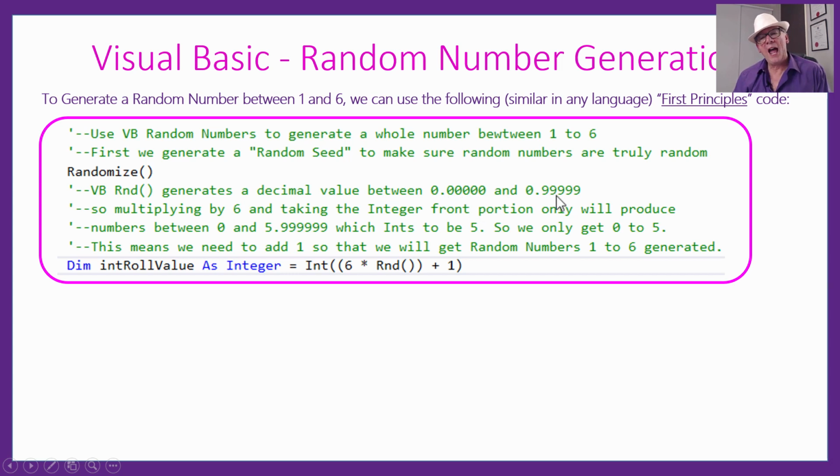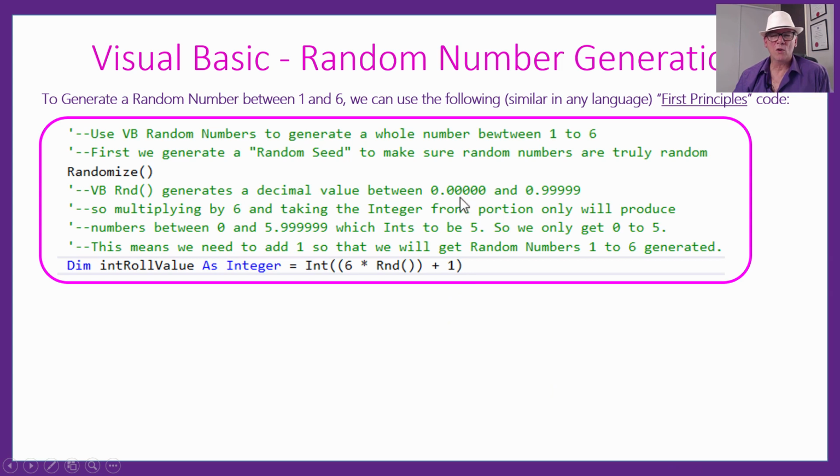And so how you're going to do 1 to 6 is that if it generated 0, if you multiply by 6, you're going to have 0 times 6 is 0. And the first number on our dice isn't 0, it's 1. So if we've got 0 times 6 is 0, we could just do +1, add 1 on, and then we'd have our number 1. So that's kind of why we've got this +1 on the end.